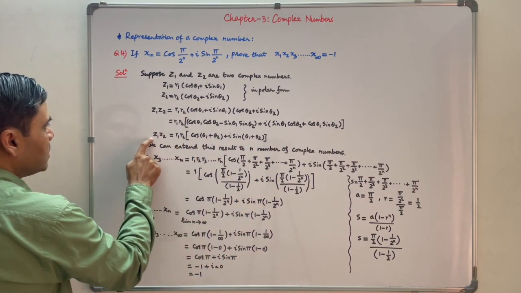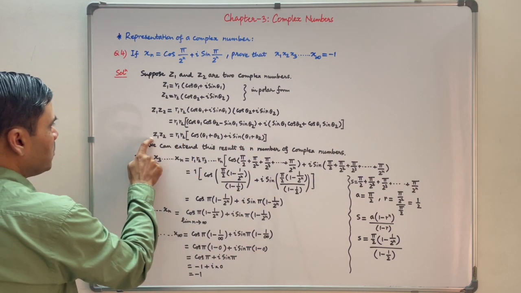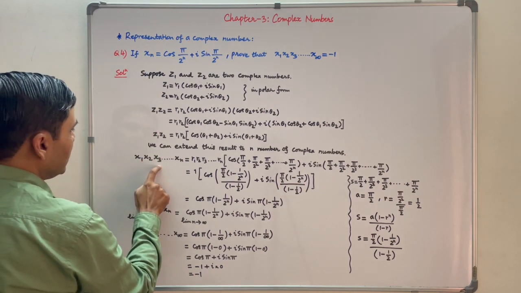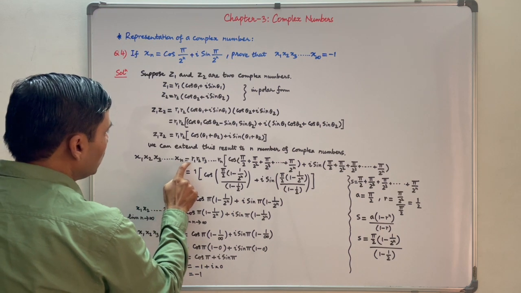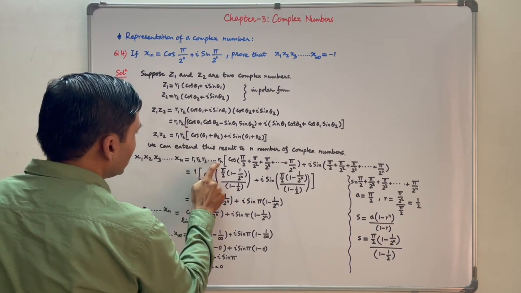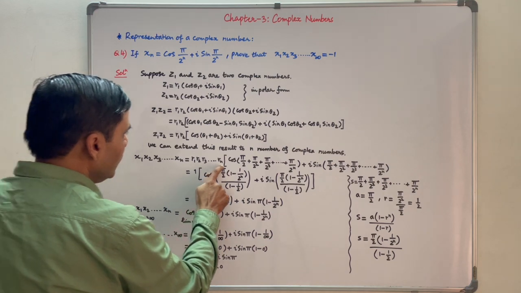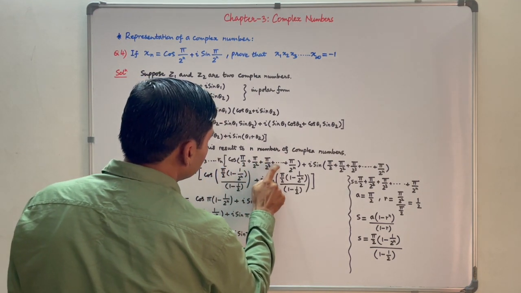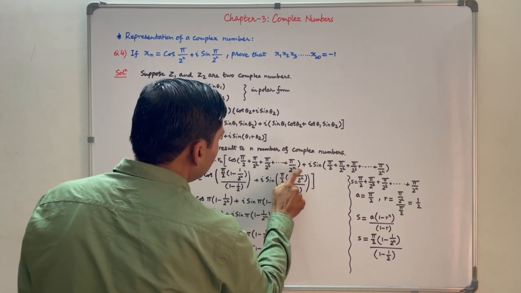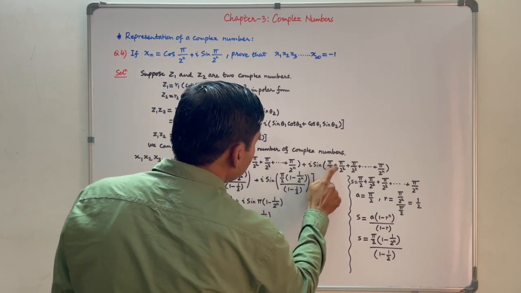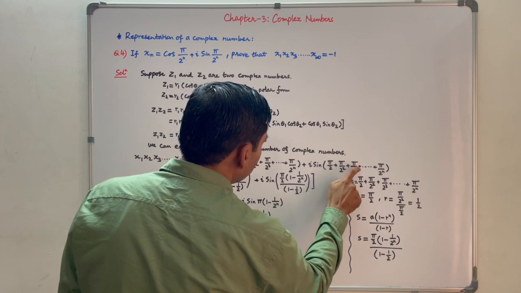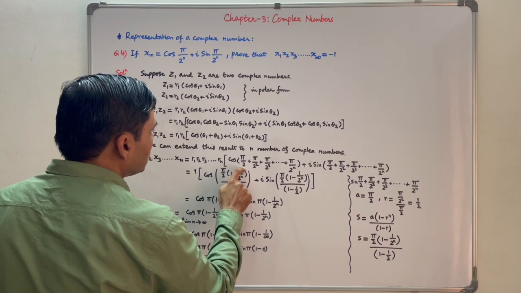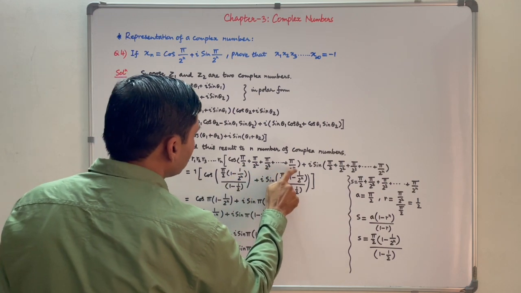We can extend this result to n number of complex numbers. So we can say in this case x1, x2, x3 and so on up to xn is equal to r1, r2, r3 and so on up to rn into (cos (pi by 2 plus (pi by 2) square plus (pi by 2) cube plus and so on (pi by 2) to power n) plus i sin (pi by 2 plus (pi by 2) square plus (pi by 2) cube plus and so on (pi by 2) to power n)). Here we are putting the values n is equal to 1, 2, 3 and so on up to n.